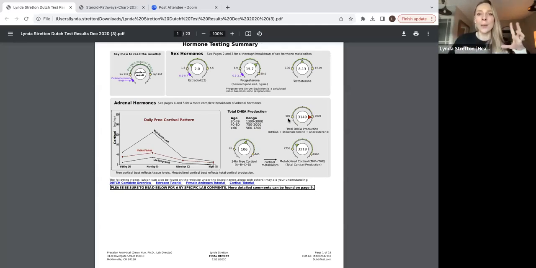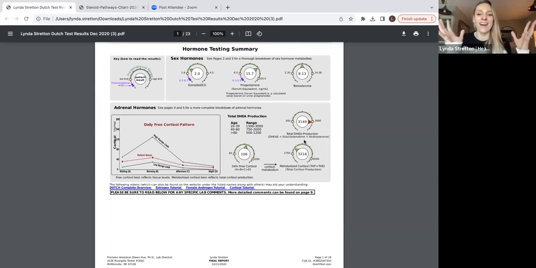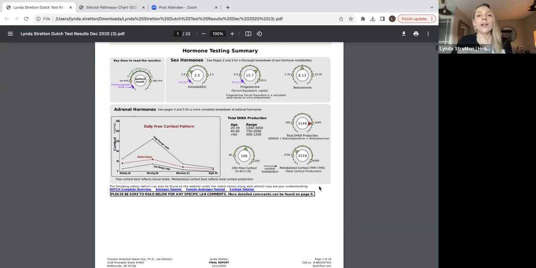So this is a pretty boring example compared to some of my client examples, but obviously I can't screen share client results. I screen grab little bits, but because they have personal data on them, I can't do it. So I'm afraid you're going to have to look at a really boring example, but I'm going to talk you through a few little things. So this is called a Dutch Complete. I actually use the Dutch Plus now with my clients.